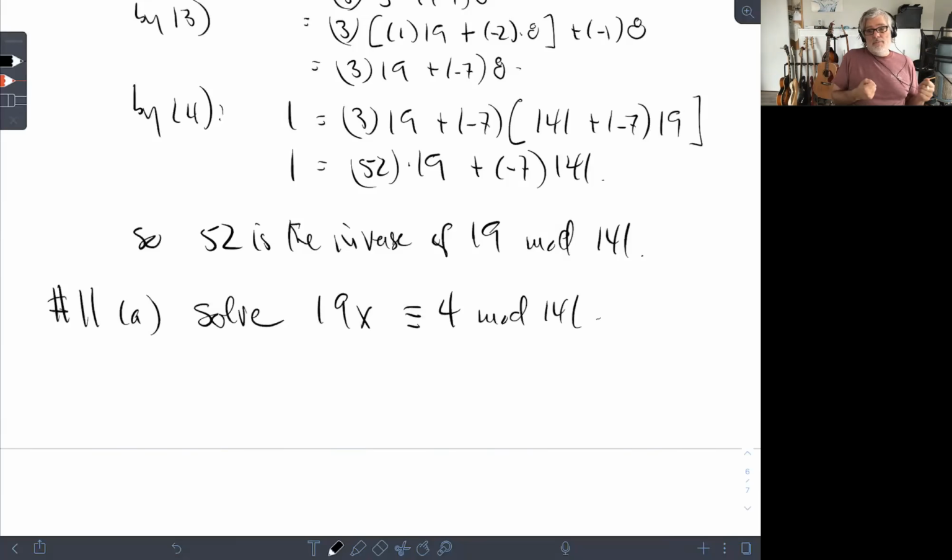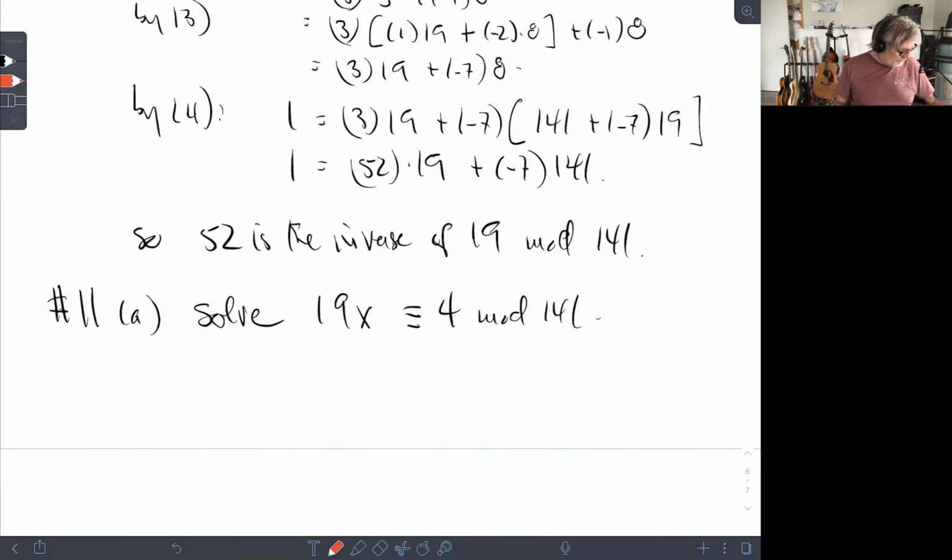What do you want to do? You want to divide by 19, right? But we're not allowed to divide here. We can multiply by the inverse if there is such a thing. But yes, there is such a thing. There is 52. 52 is going to do exactly what we want.